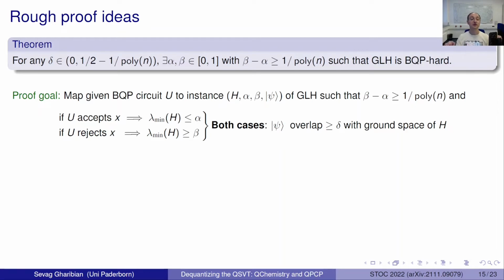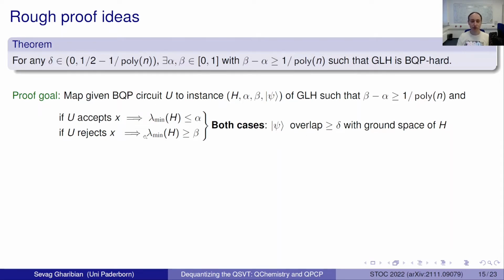The idea is as follows. We're trying to embed an arbitrary BQP circuit, U, which is some sequence of 2-qubit gates, into an instance of GLH with a Hamiltonian H and a guiding state psi. And what we need, of course, is two things. Number one, if the circuit U accepts its input, then we want this Hamiltonian to have a small ground state energy. Otherwise, if U rejects its input, then we want H to have a large ground state energy. And in addition, we need in both cases the guiding state to have a good overlap with the ground space of H. So these are the two conditions we want.